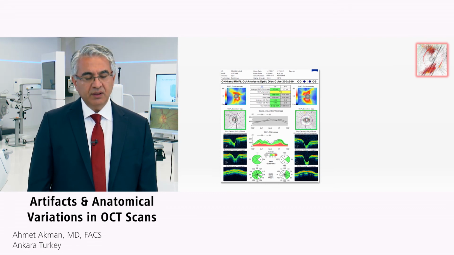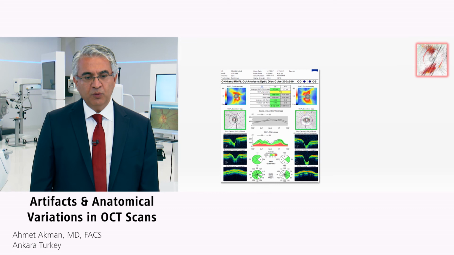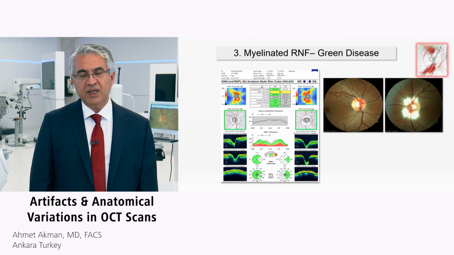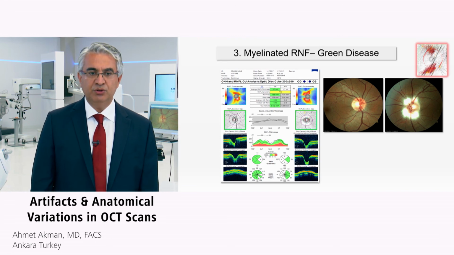This one is quite easy. Look to the left optic nerve. It has a very thick RNFL, which is caused by myelinated nerve fibers, which can be a reason for the green disease also.